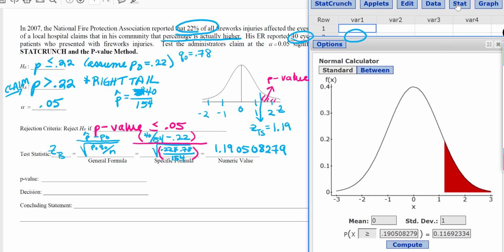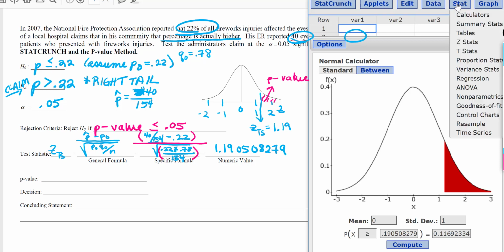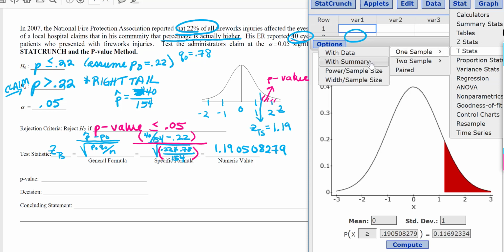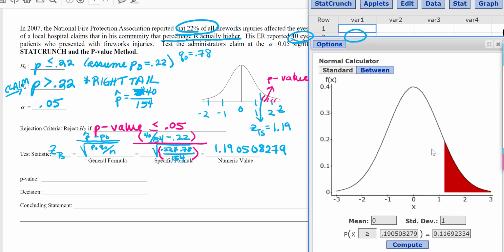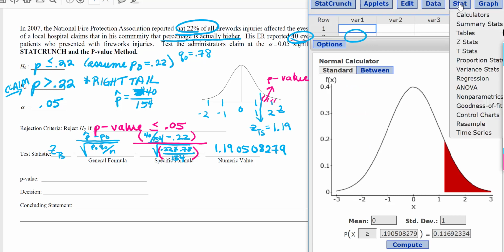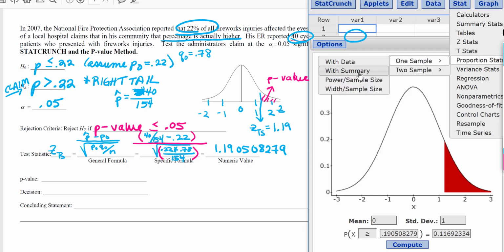We can also use t-stat. So I can go stat, and then I can go t-stats, one sample, and with summary. We use this for confidence interval, but now we're going to use it for hypothesis testing. So our sample mean in this problem, let's exit out of that. We're going to cancel that. We're not testing the mean, we're testing the proportion. I apologize. So we're going to go stat, and we're going to go proportion stats, one sample, and with summary.